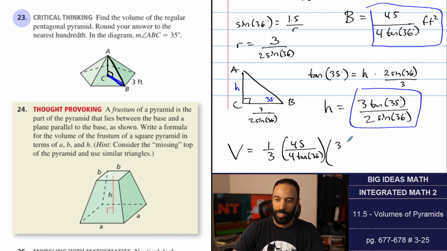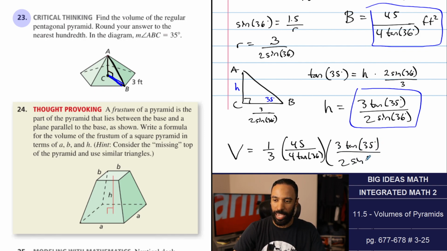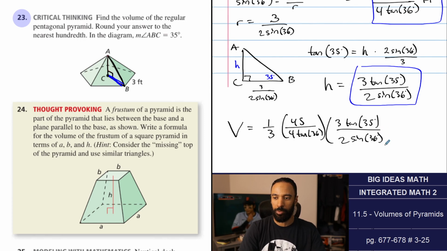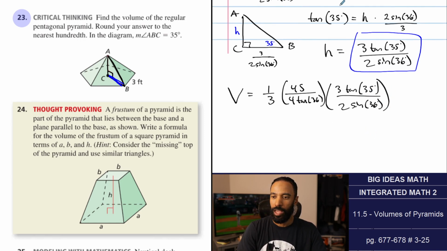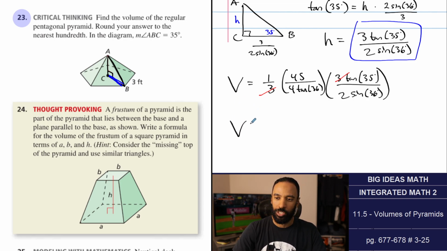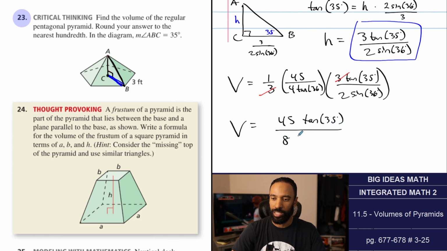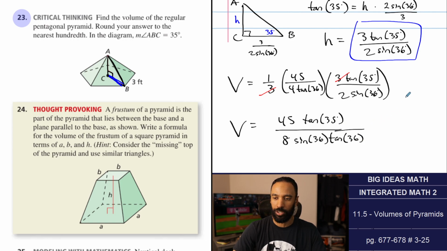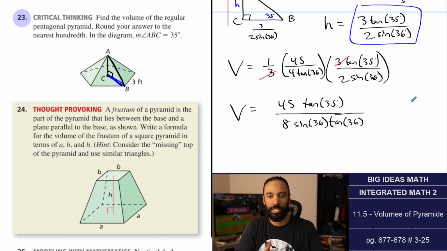Now I could type this in the calculator. I'm going to try and clean up a little bit that I can. It's really not going to be much, but I want to get rid of some parentheses. I'm going to take 1/3 of 3, and those will go away. I'm going to do 4 times 2 on bottom and get 8. So now I'll have on top 45 times the tangent of 35 degrees. And on bottom, I should have 8 times sine of 36 times tangent of 36. Nothing there cancels. This will be my computation. I think that's a lot easier to deal with.